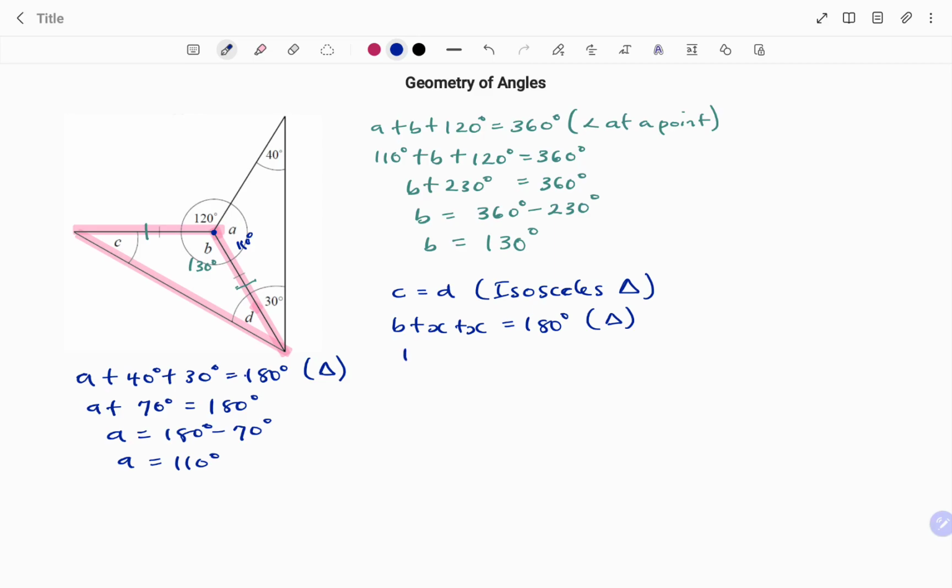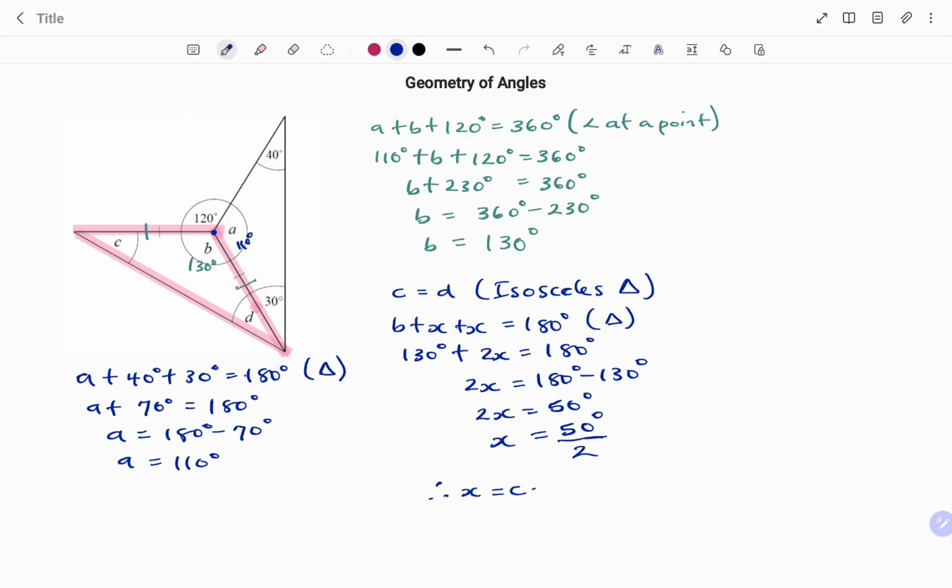I have angle B, which is 130 degrees, plus 2x equals 180 degrees. I have 2x equals 180 degrees minus 130 degrees. 2x equals 50 degrees. And to find x, which is also equal to C and D, I take 50 divided by 2. Therefore, x, which is also equal to C, which is equal to D, equals 50 divided by 2, 25 degrees. Let's look at one more example.